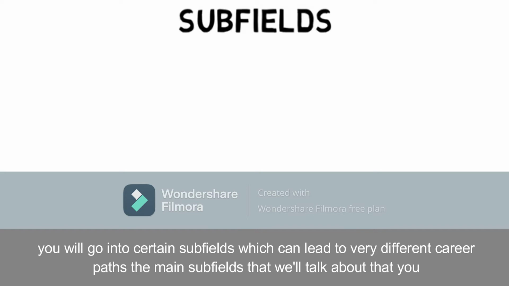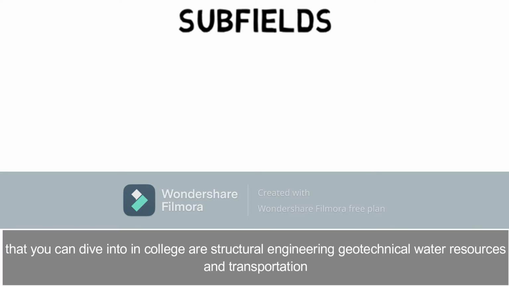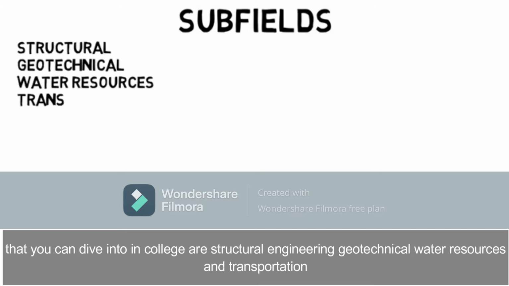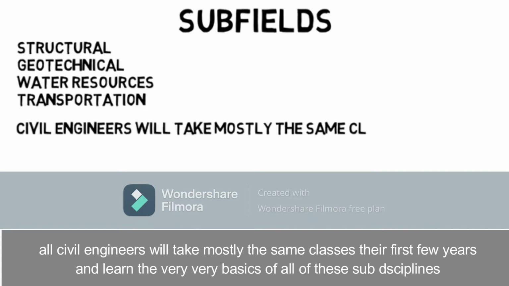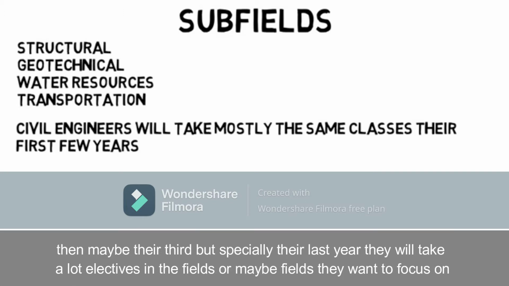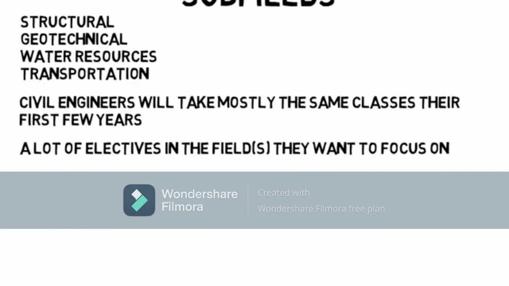The main subfields I will talk about that you can dive into in college are structural engineering, geotechnical, water resources, and transportation. All civil engineers will take mostly the same classes their first few years and learn the very basics of all of these subdisciplines. Then maybe their third, but especially their last year, they will take a lot of electives in the field or maybe fields they want to focus on.